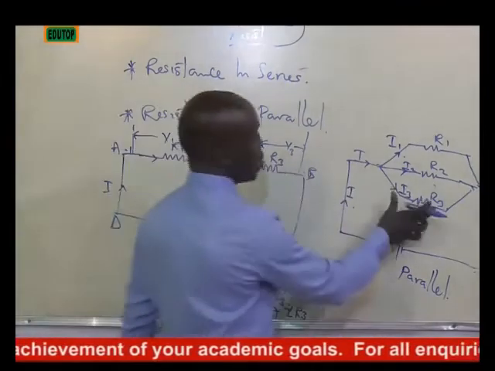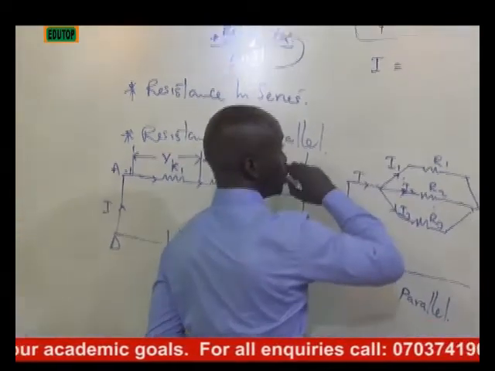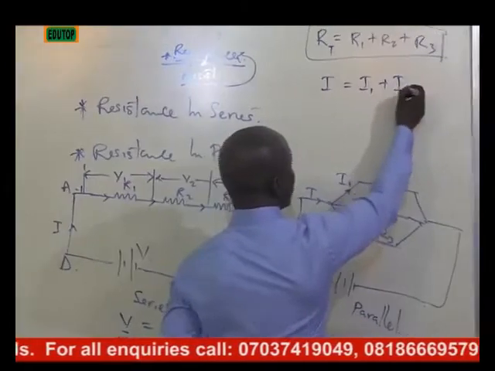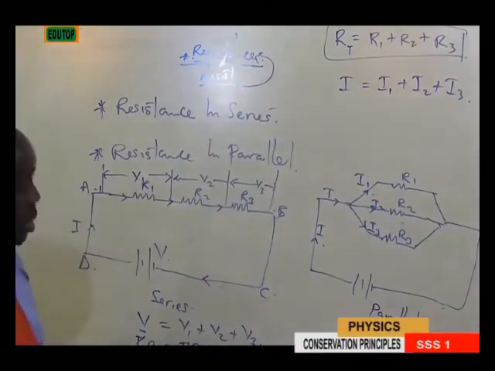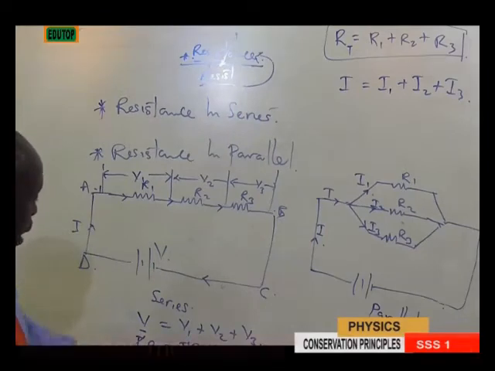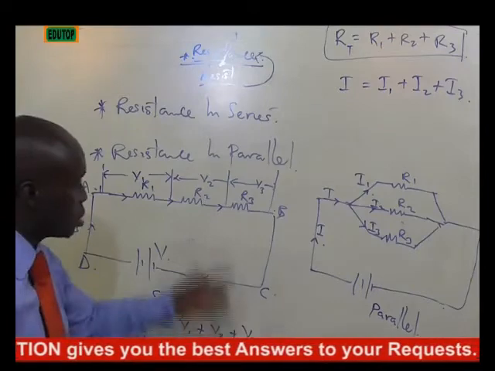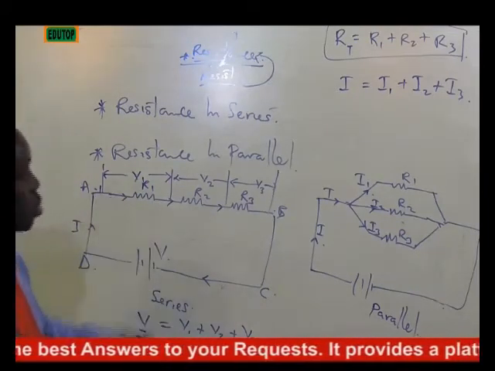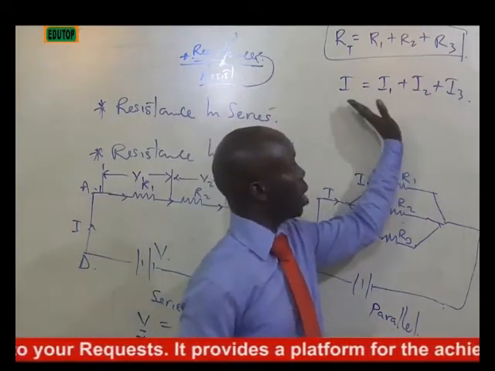But for parallel, what do you have? It is the current. You have your I equals I1 plus I2 plus I3. What does that mean? It means that here I is constant. Why is the I constant? Because the same current passes through the three resistors. But here now, I is not constant. They are not of the same value.